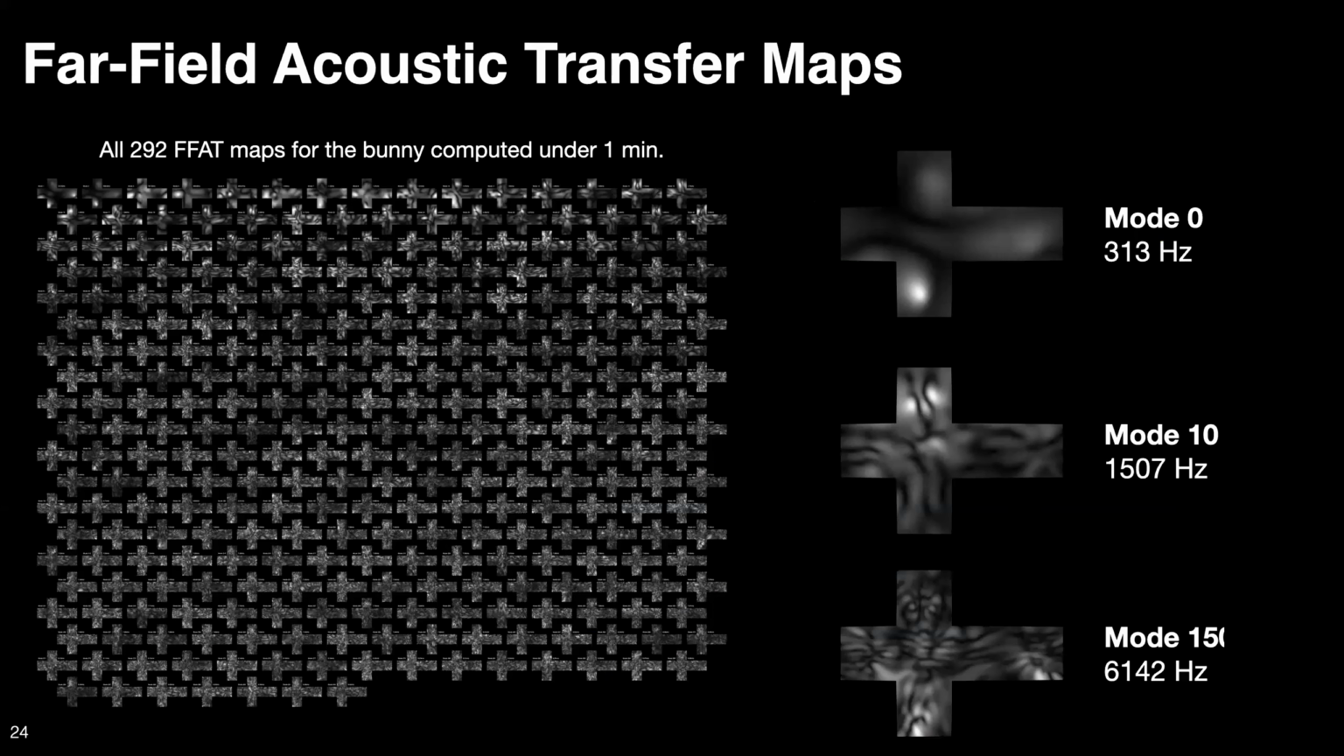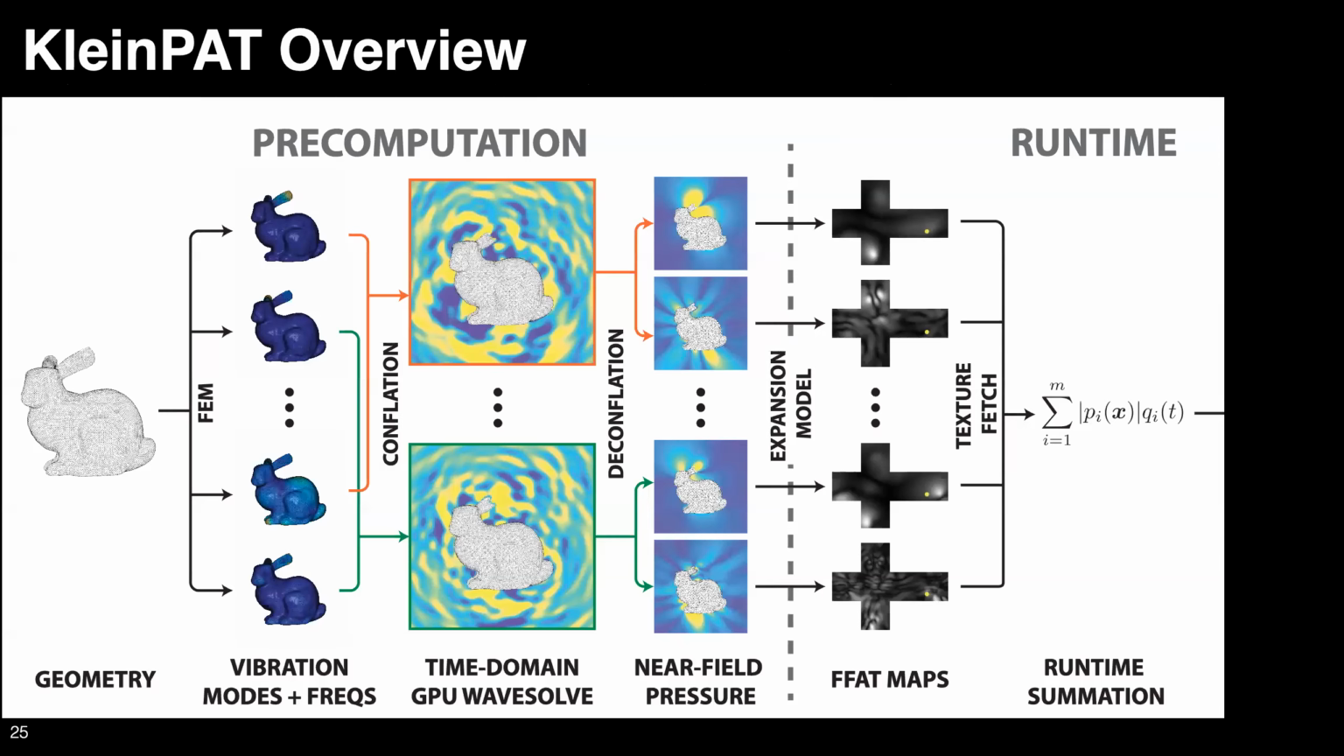So at the end of the day, you end up with these cube maps, which describe each of the modes' amplitudes in different directions. And basically, the method is really fast. So instead of several minutes or longer per mode, we can extract almost 300 modes' radiation fields for the bunny in under a minute on a single machine with a GPU. So this is the Klein-Pat algorithm.